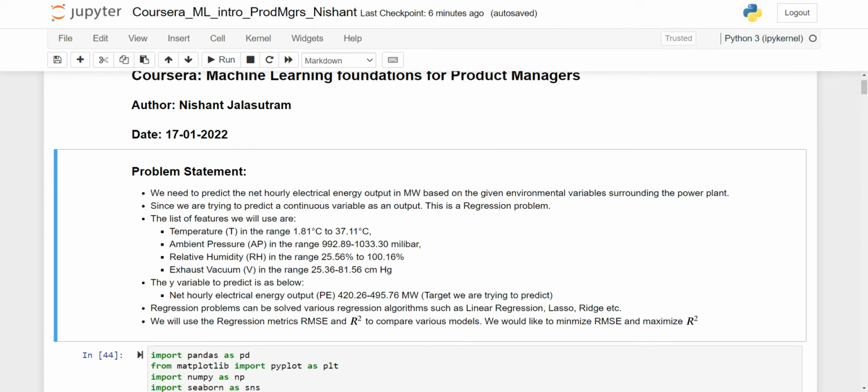We can see that we are given the temperature, ambient pressure, relative humidity, and exhaust vacuum. And we are trying to predict a continuous variable as an output here. So, this is a regression problem. The y variable that we want to predict is the net hourly electrical energy output in megawatts.